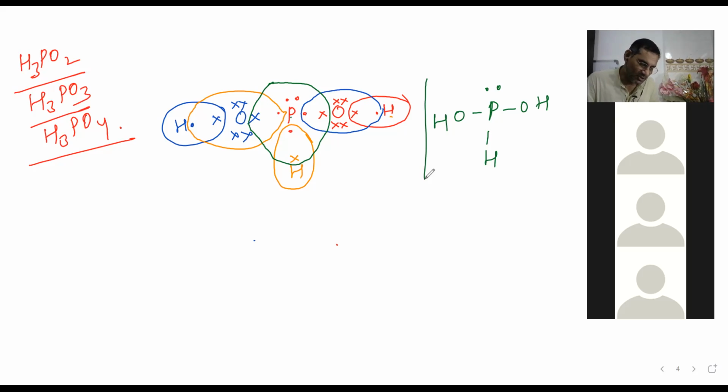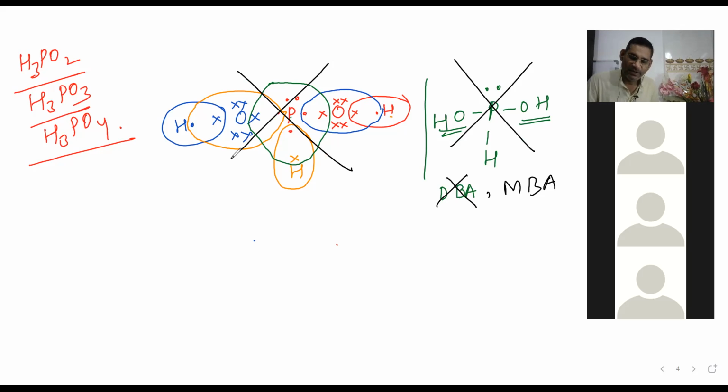Why? Because you should know that for H3PO2, what have you written here? You have written a dibasic acid. But H3PO2 is not a dibasic acid. H3PO2 is not a dibasic acid, it is a monobasic acid. So theoretically this structure is correct, but practically it's wrong.